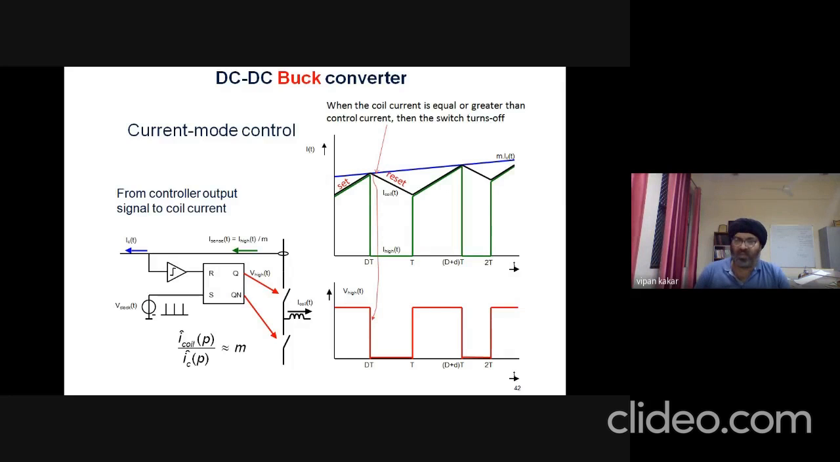So the transfer function of this current mode control, between the output inductor current, which is the coil current, and the control current, is simply a slope, a simple constant value. And based on that constant value, we can decide at what time to switch on and what time to switch off.